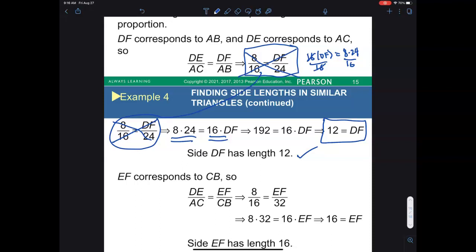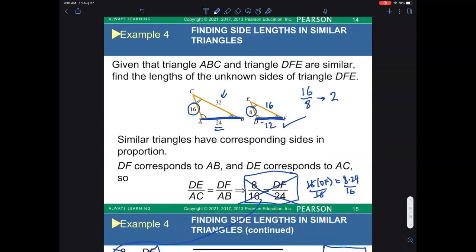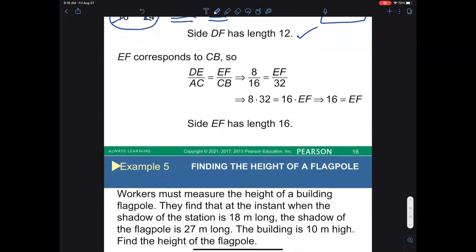Okay, and then you could do the same thing for the EF side by setting up another proportion, which they do right after that, and I'll let their example follow through with how they got the EF side, which we were able to see easily as 16, and then they get the same thing by setting up another proportion. Let's see. So here's the one that we just did, and then they also set up a proportion for EF, where 8 is to 16, the same way that EF would be to 32, and they got EF was 16.